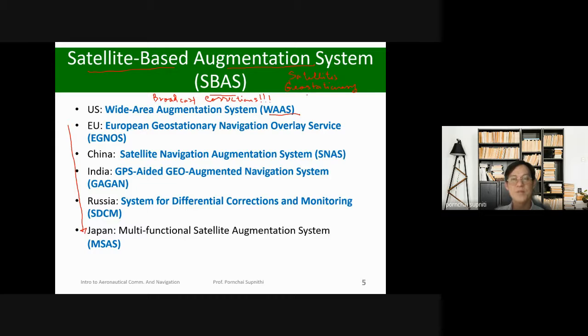Normally, geostationary satellites are at an altitude of about 35,000 kilometers, okay? They're used for broadcasting corrections to aircraft and also to users. A relatively newer system from Europe is called EGNOS, and from China is called SNAS. India has also provided service for some time. The system is called GAGAN. Russia has SDCM, and Japan has MSAS.